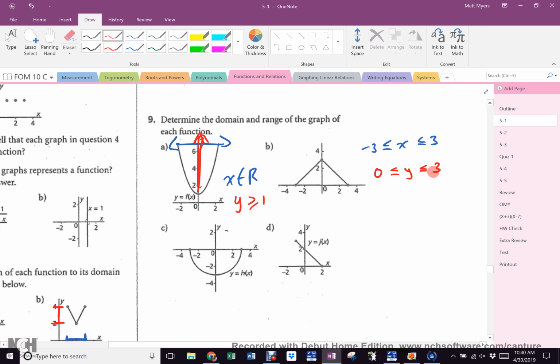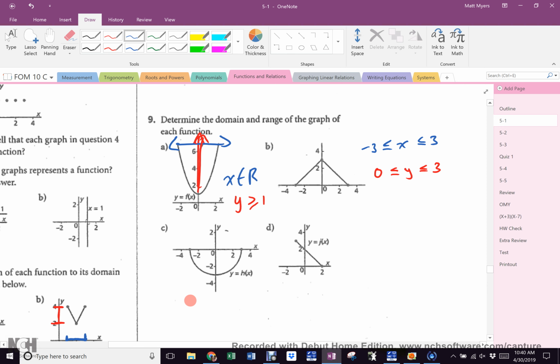Okay, what about C? There's no dot. There's no dot where? I got dots there. That's why I zoomed in. But if you didn't zoom in, then you would just make it go to infinity, right? You know what you're doing. What's this one? Yep, it's a function.